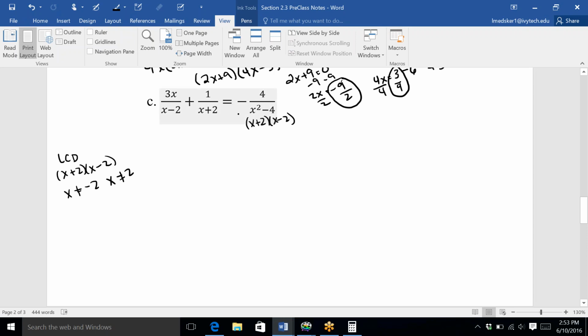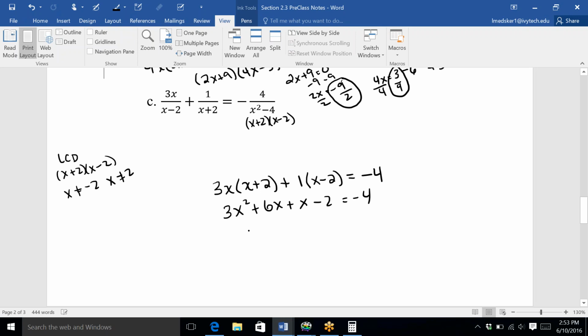So we multiply everything by x plus 2, x minus 2, and we've learned that certain things cancel out. So in the first parentheses, an x minus 2 would cancel, and you'd just be left with 3x and x plus 2. In the second fraction, you'd have your 1 on top. The x plus 2's would cancel, so you'd be left with x minus 2. And then don't lose this negative here. The other side would just be negative 4, because if you multiplied by this, the bottom would completely cancel. So this is 3x squared plus 6x plus x minus 2 equals negative 4.